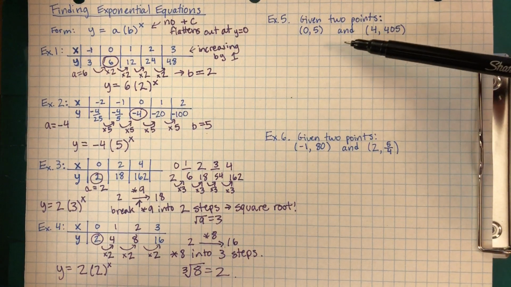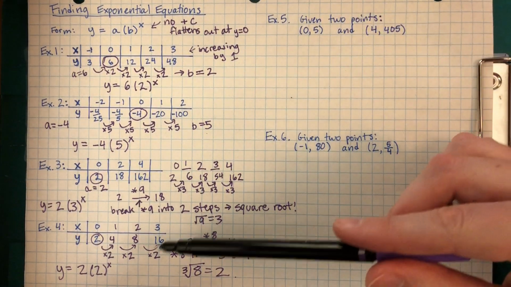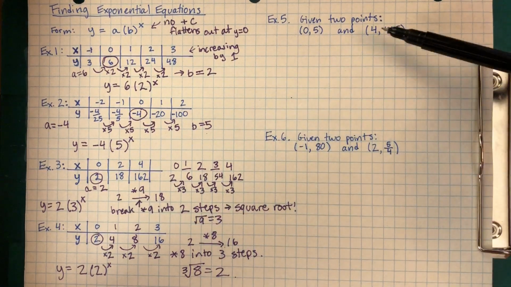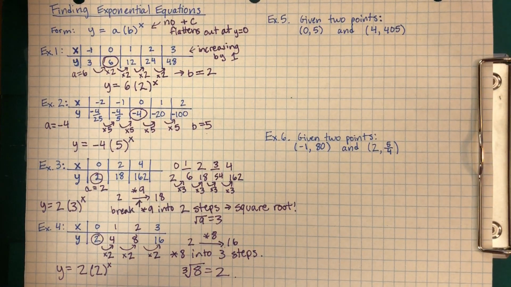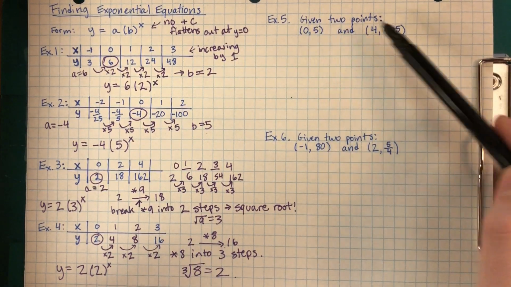This next question, example 5, is really similar to this one, just given in a different form, where we're given 2 points, and we need to figure out what the a is and what the b is. This time they're not written out in a table like they were over here. They're just given to us in terms of the x and the y.